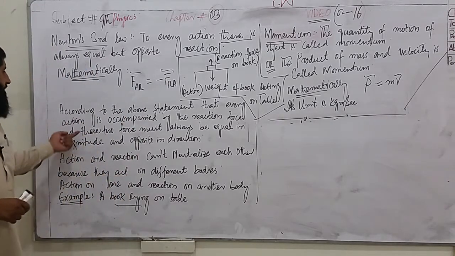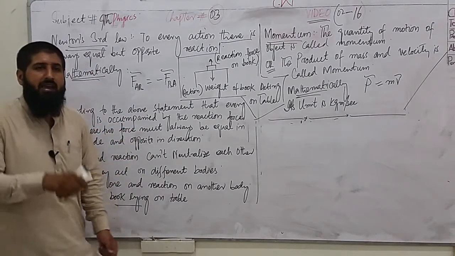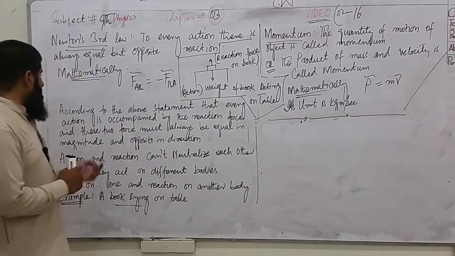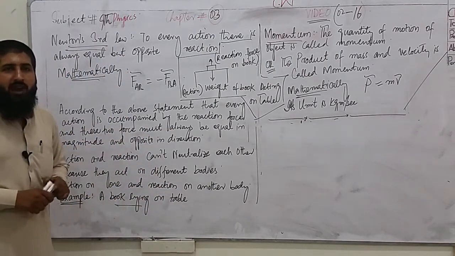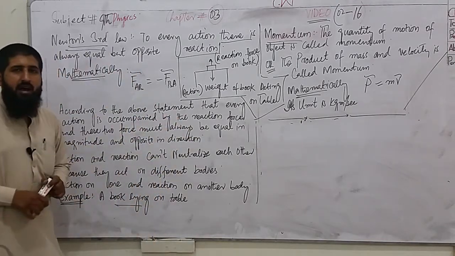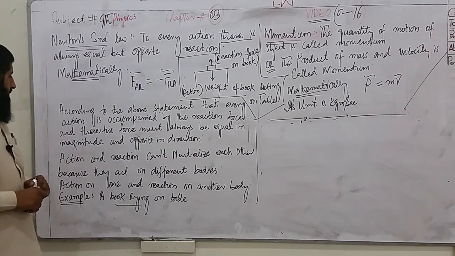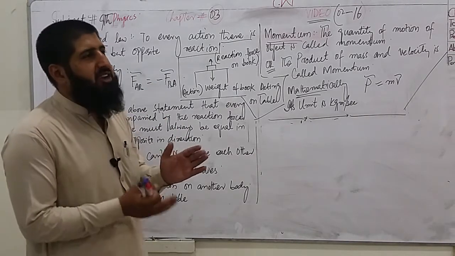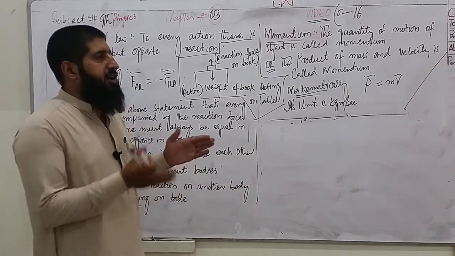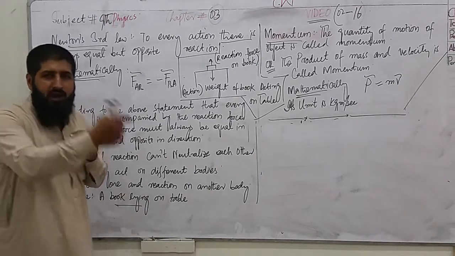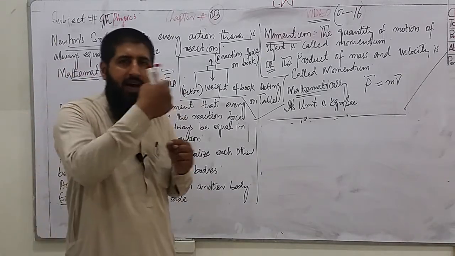According to the above statement, every action will be accompanied by a reaction. Both the forces will always be equal in magnitude, but will have different directions. The negative sign represents the different directions. Action and reaction can't neutralize each other because they are acting on two different objects, two different bodies. Action is on one object and reaction on the other object.